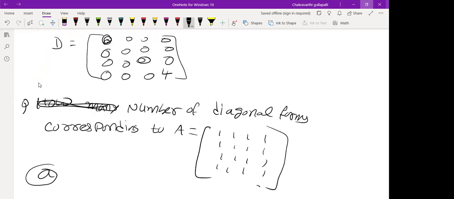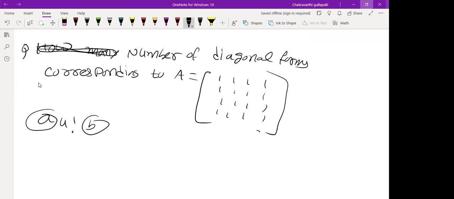Option A, 4 factorial. Option B, 4. Option C, 16. Option D, 9. Can you answer this question? 4 factorial, ma'am. Option A. Huh? 4, madam. Correct. Good. Who said 4? Buddha, madam. Good. Excellent.